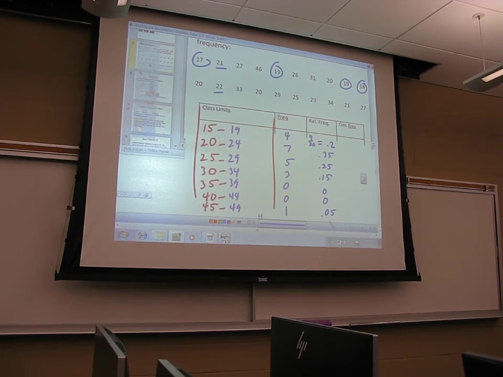Okay. Cumulative frequency. Cumulative again is adding up how many in that class or previous classes. The first one, there's 4 in that class, nothing in a previous class. Next one, 7 in that class plus 4 in the previous class, so it's 11. Next one, 5 in that class plus 11 previously, so it's 16, then 19, it stays at 19, and the last one's 20.